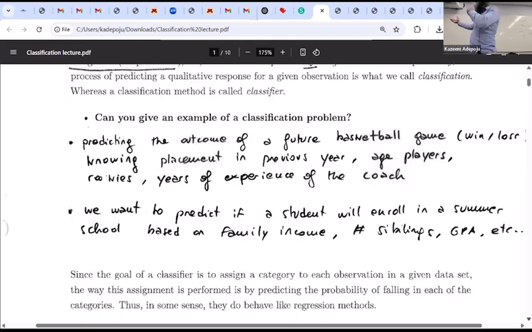I'll give another example. We want to predict if a student will enroll in summer school. This is a function of family income, number of siblings, GPA, and so on. So this is a classification issue.